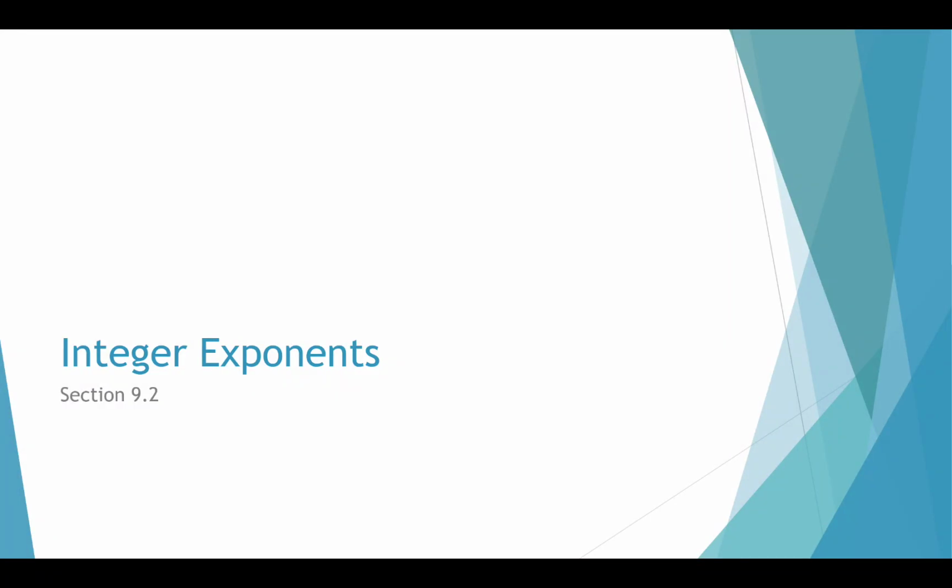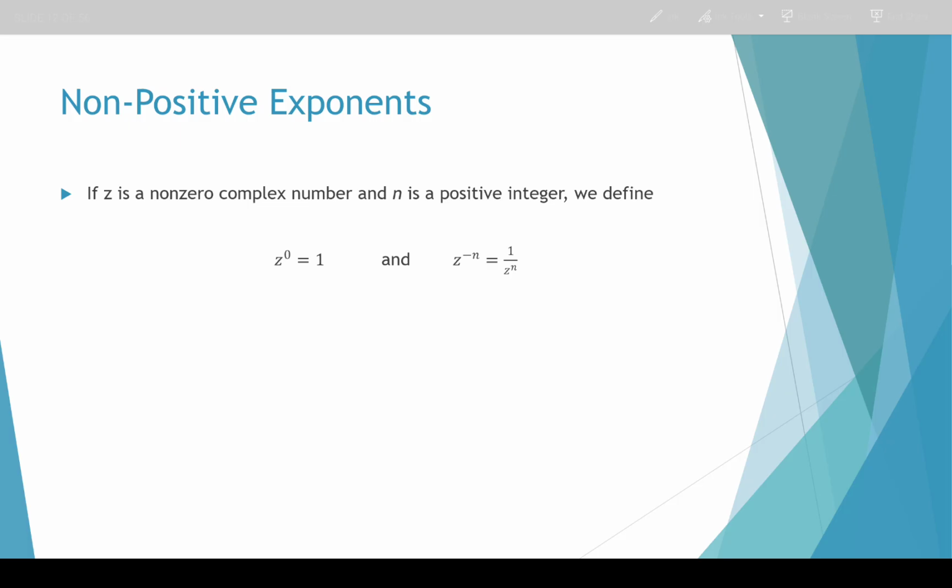Okay, this time we're going to talk about integer exponents. So let's get down to it. Integer means we can include the negatives, so let's focus on the non-positive exponents. So z is a non-zero complex number, n is a positive integer.